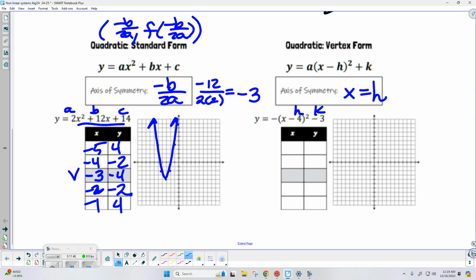Because remember, when you're looking at it from a transformations point of view, we always take the opposite direction. So because it says x minus 4, this would be shifted 4 units to the right. Would it be going up or down 3? It would go down 3. And what's the negative going to do? Flip it. What do we call that in math? Reflection. It's going to reflect it.